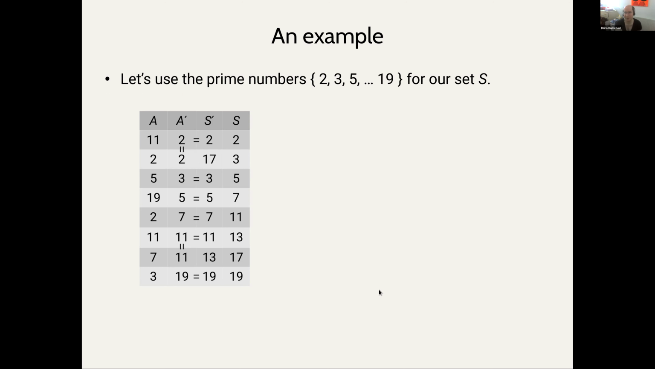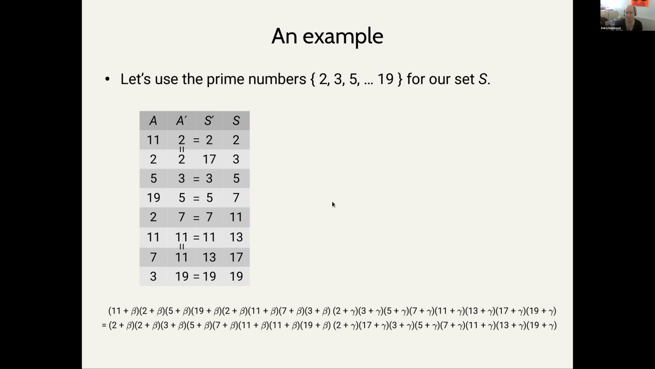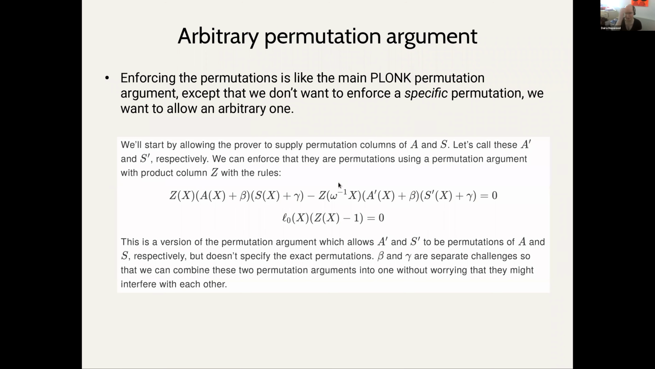Okay, so that shows how the permutation argument, how the lookup argument works. And to actually check that these are permutations, we do it in a very similar way to the main permutation argument that we use for copy constraints. So we can actually prove these two permutations simultaneously using two different random challenges. I'll skip the details of how to do that, but they're on this slide.